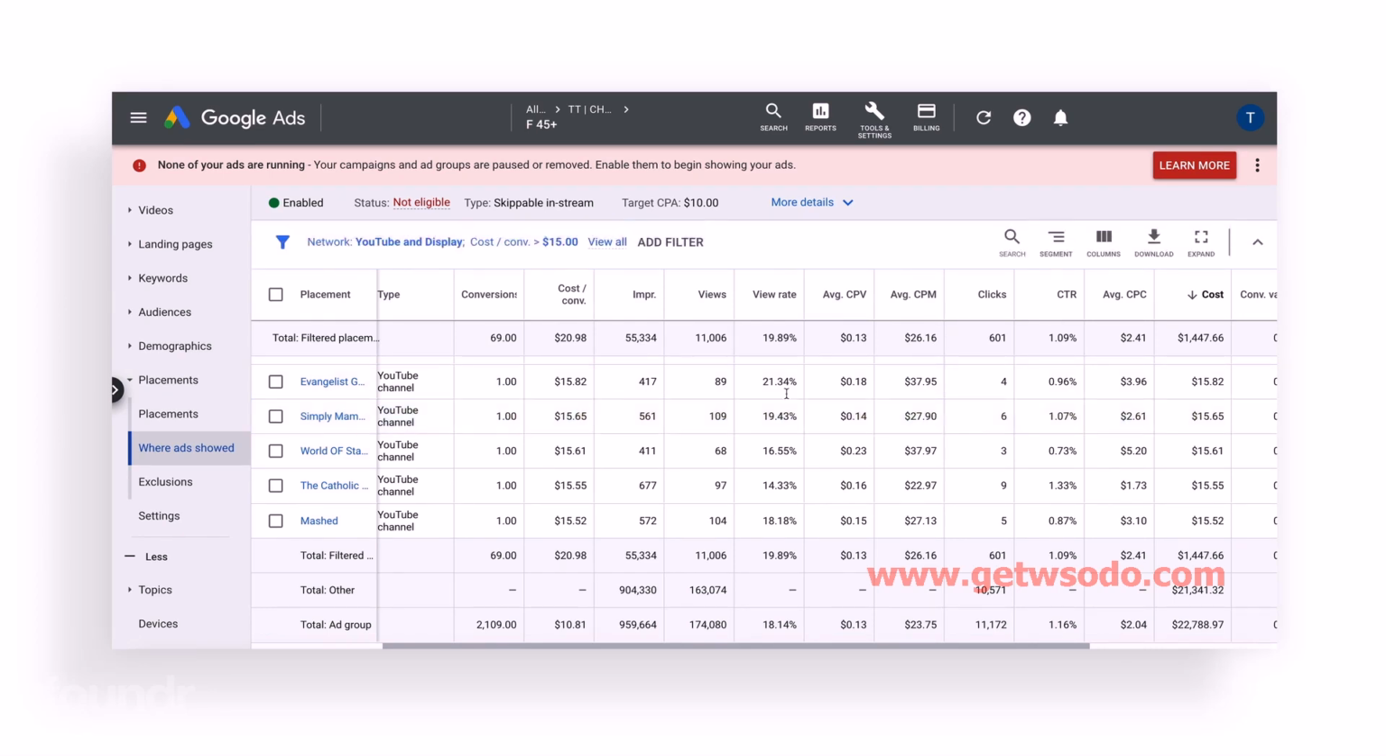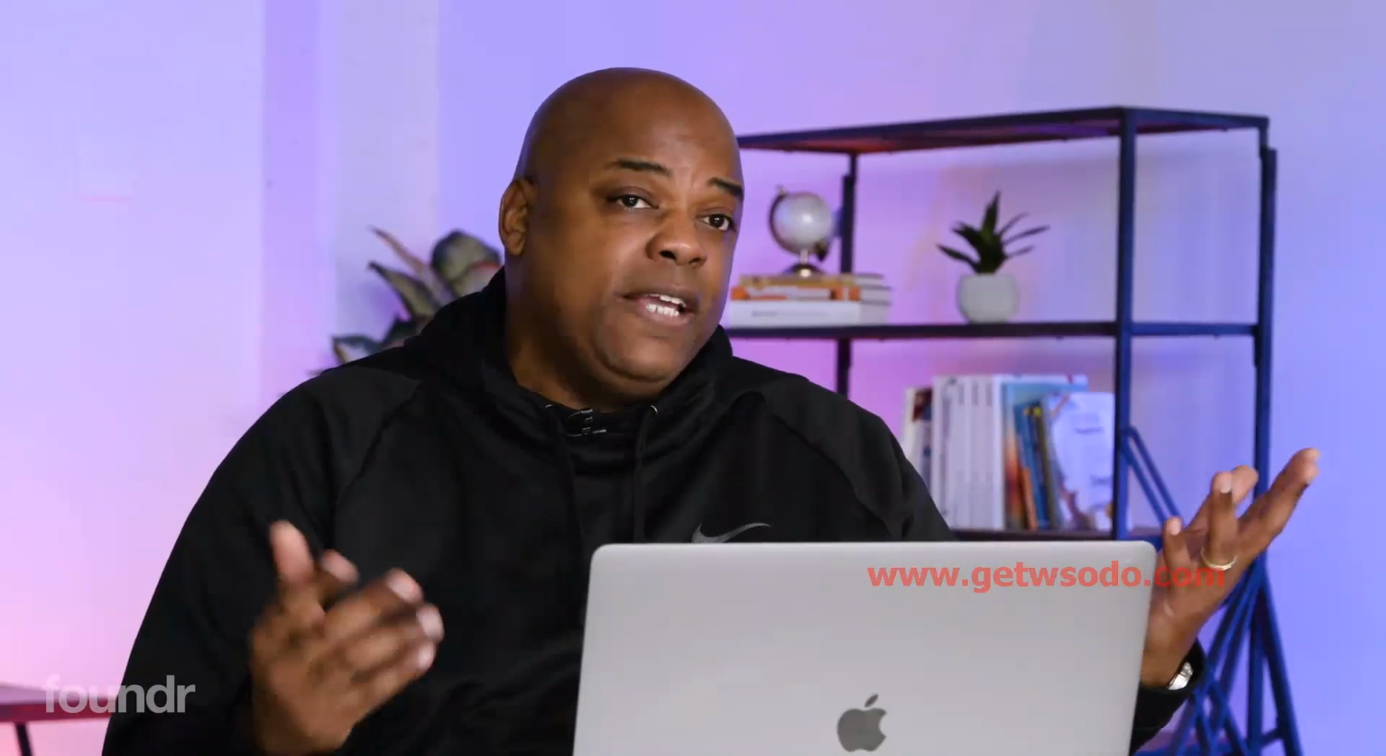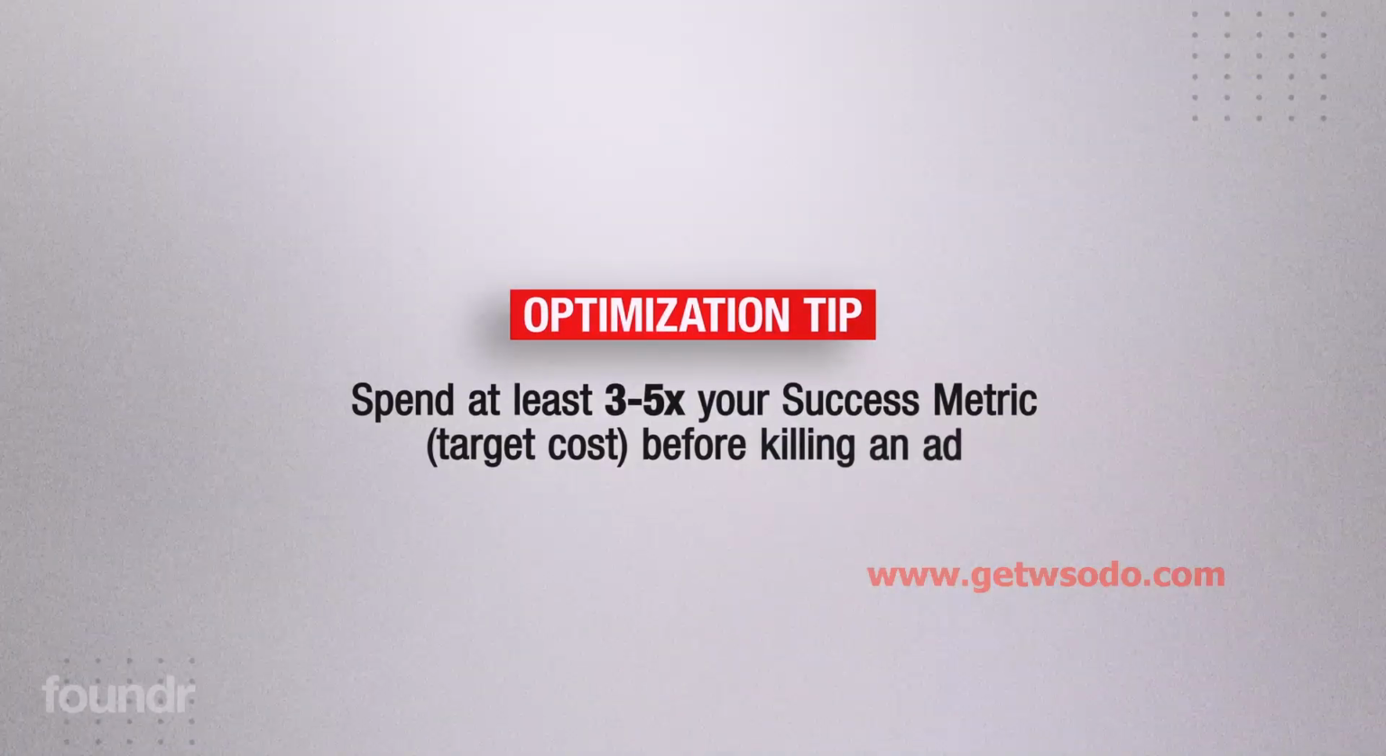So in this instance, instead of 100, let's stick with 75. I think that's a pretty good round number. That's 15 times 5, right? If you're not as aggressive, maybe you go times 3. I recommend at least, if you haven't spent at least 3x your target cost, you don't really know what's going to happen in the next, right? Because I'm at 15. What about the next 15? I might get 2 conversions.